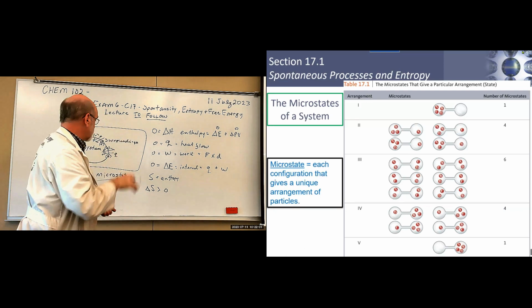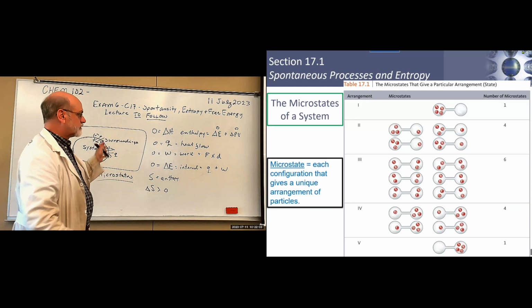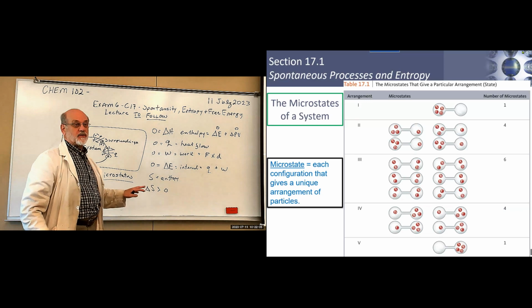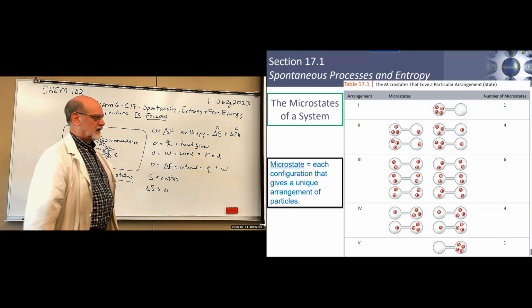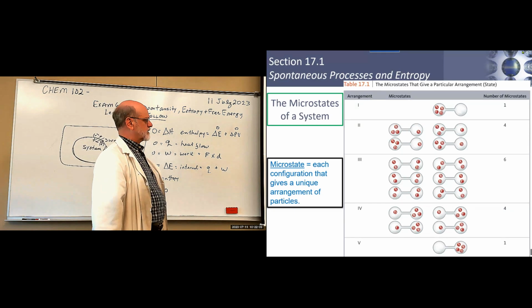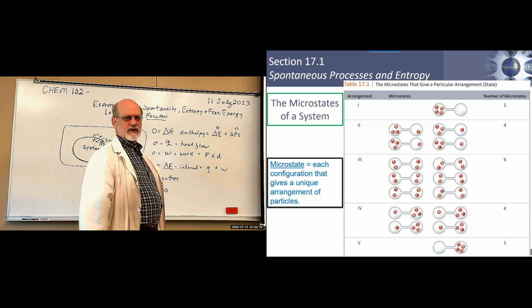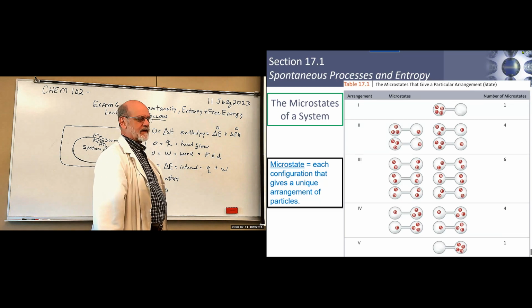So that's the microstate definition. Any configuration that gives a unique arrangement of particles. Let's see, what is that in terms of mathematics? That's a permutation, isn't it? I think that's a permutation.